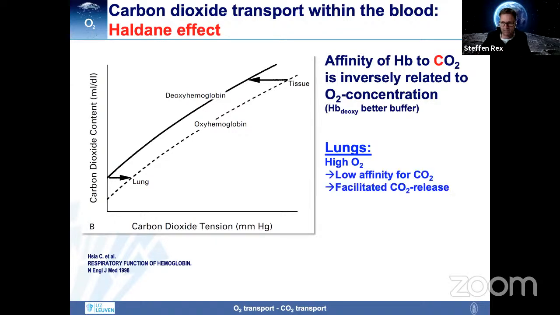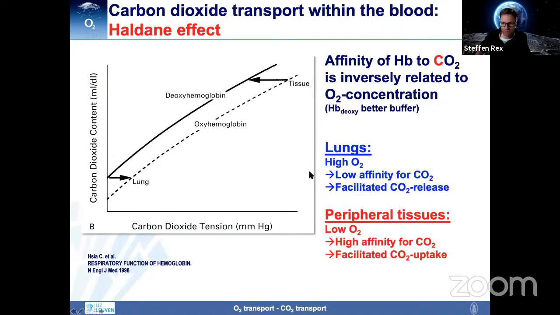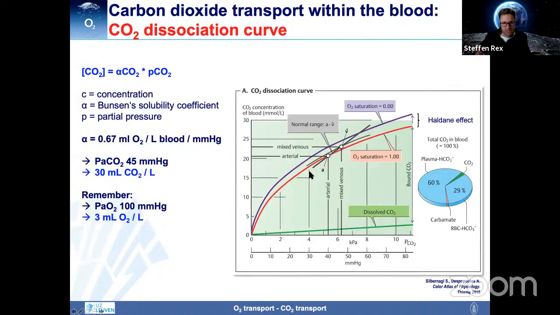And again, in the lungs, high oxygen concentration, low affinity for CO2, so CO2 is released more easily, and the other way around in the peripheral tissues. And then there's also a CO2 dissociation curve. This also looks a little bit like the hemoglobin curve, but it does not have the sigmoidal shape. Again, the physically dissolved CO2 is not much, but still 10 times more than oxygen.